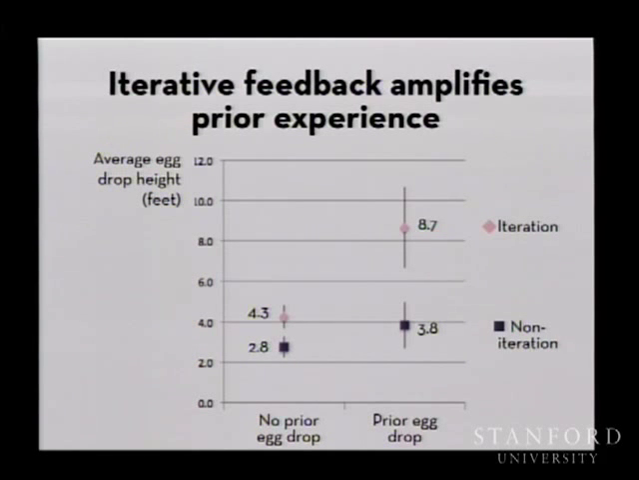More interesting is the interaction between prior experience and our manipulation of whether or not they could get iterative feedback. Iteration really aided the participants who had done the egg drop experience prior to coming into the experiment. You might expect that prior experience provides a similar advantage in both conditions, or maybe even a stronger advantage for people who had not done it before, because it provides them feedback. Those novices would have feedback, but actually it turned out this way.